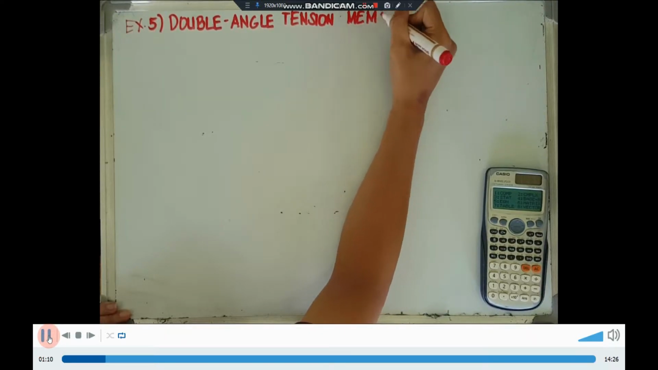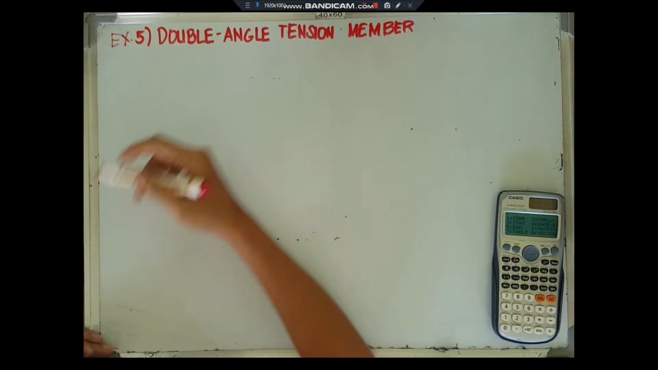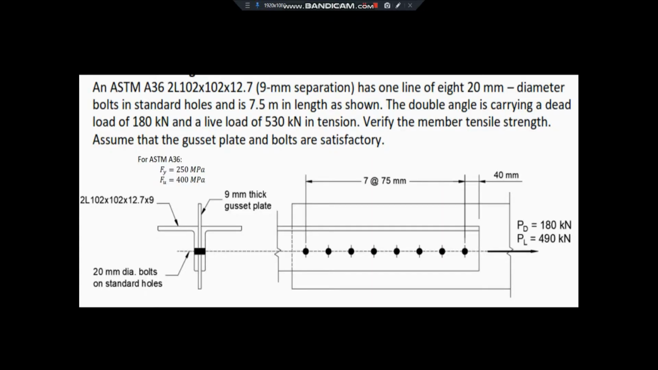So our fifth example is the double angle tension member. An ASTM A36 double angle 102 by 102 by 12.7 with 9mm separation has one line of 8 20mm diameter bolts in standard holes and is 7.5 meter in length as shown. The double angle is carrying a dead load of 180 kN and a live load of 530 kN in tension. Verify the member tensile strength. Assume that the gusset plate and bolts are satisfactory.